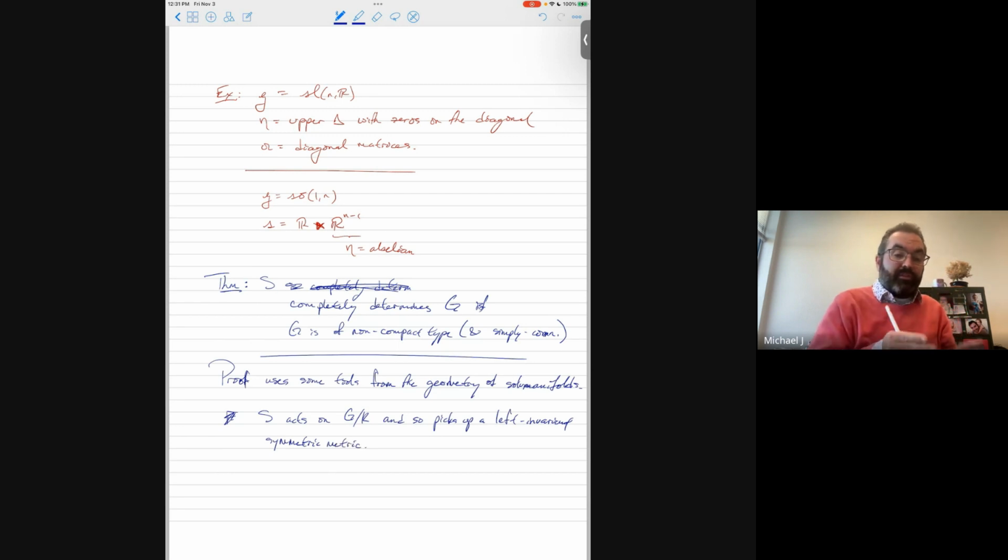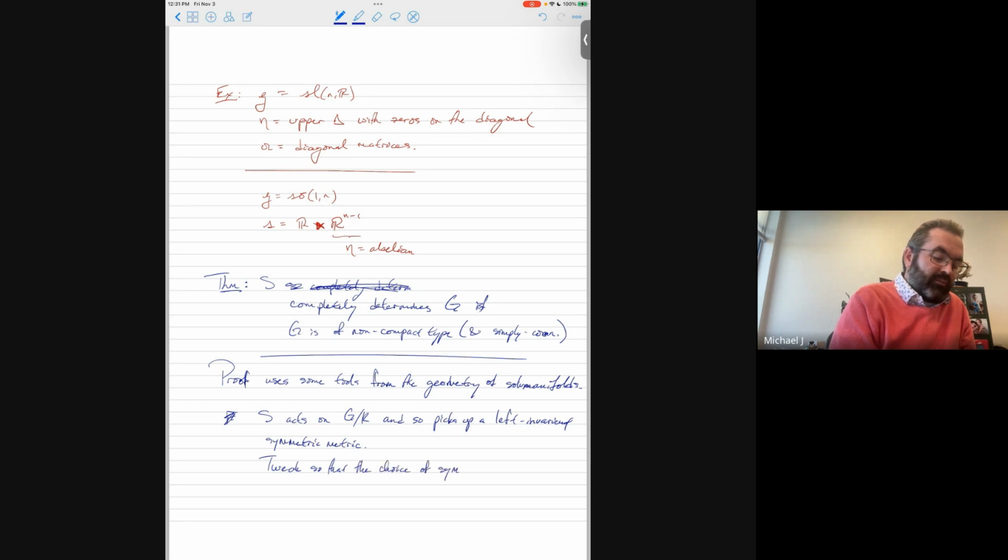We know that every symmetric space can be written as a product of irreducible symmetric spaces, and each irreducible symmetric space is Einstein, and so we can tweak this so that the choice of symmetric metric is Einstein. Okay, so a fact about Einstein metrics.